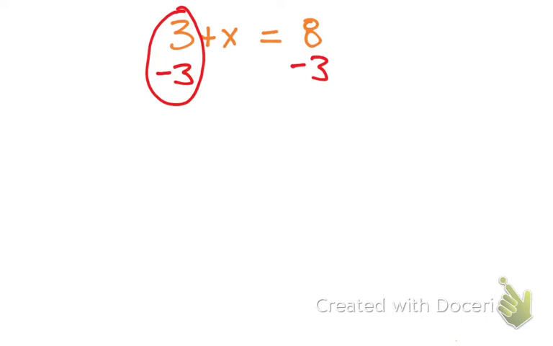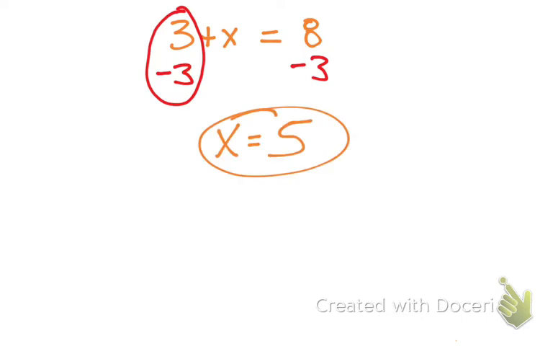I don't want to know what 3 plus x is this time. I just want to know what x is. So I'm going to get rid of that 3 by subtracting 3, and I'm going to do that on both sides of my equation. That will tell me that x is equal to 5. And hopefully that matches what we knew from the beginning of this video.